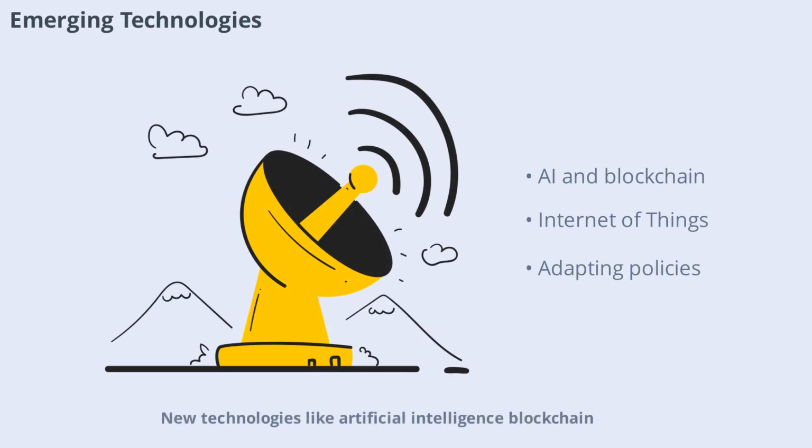New technologies like artificial intelligence, blockchain, and the Internet of Things are transforming digital trade. Policies must adapt to address new risks and opportunities, ensuring that innovation can thrive while protecting users and markets.